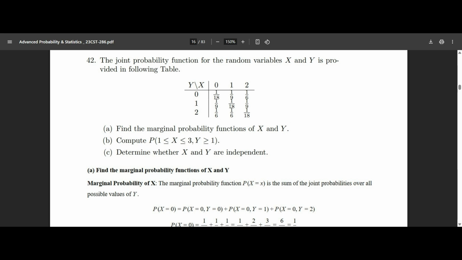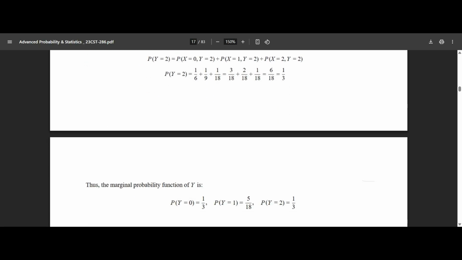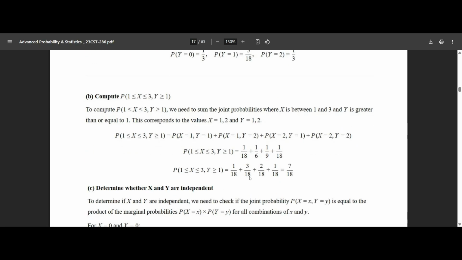Now, 1 by 18 plus 1 by 18 is 2 by 18, that is 1 by 9. 1 by 9 plus 1 by 9 is 2 by 9. Now 1 by 6 plus 2 by 9. So we take 18 as the LCM. So 1 by 6 becomes 3 by 18 and 2 by 9 becomes 4 by 18. So 3 plus 4, let's see if I'm doing it right. Yes, it is 7 by 18.